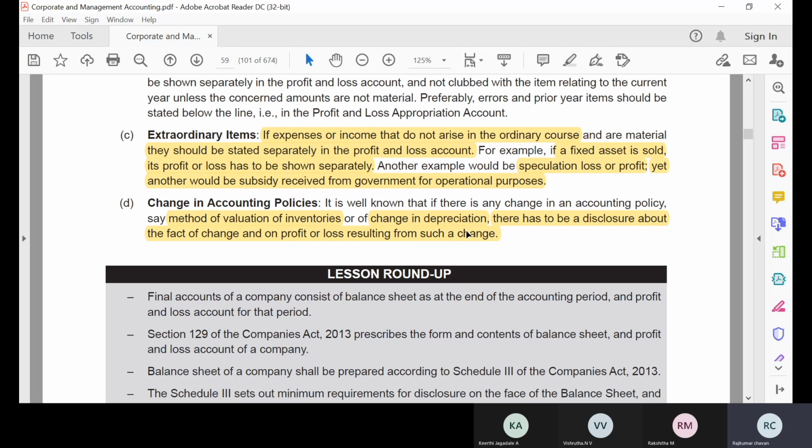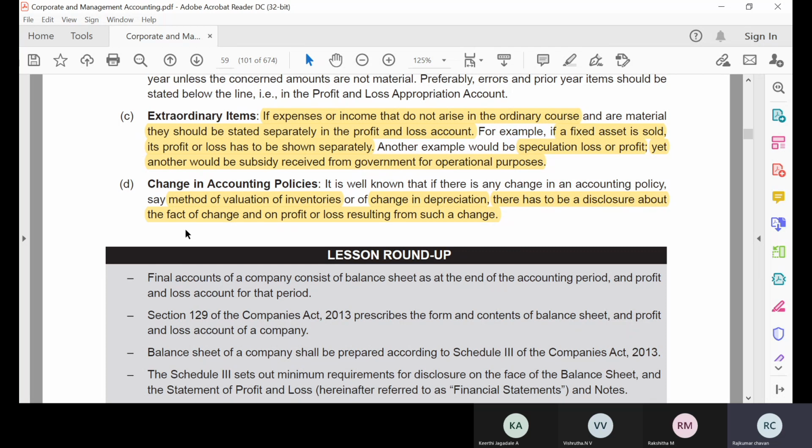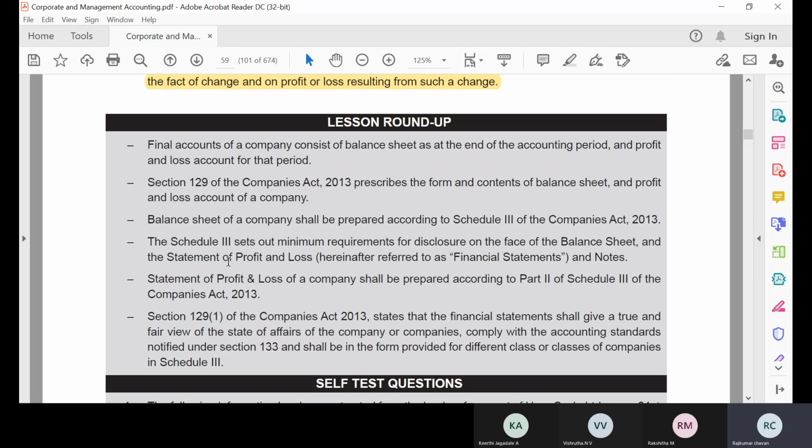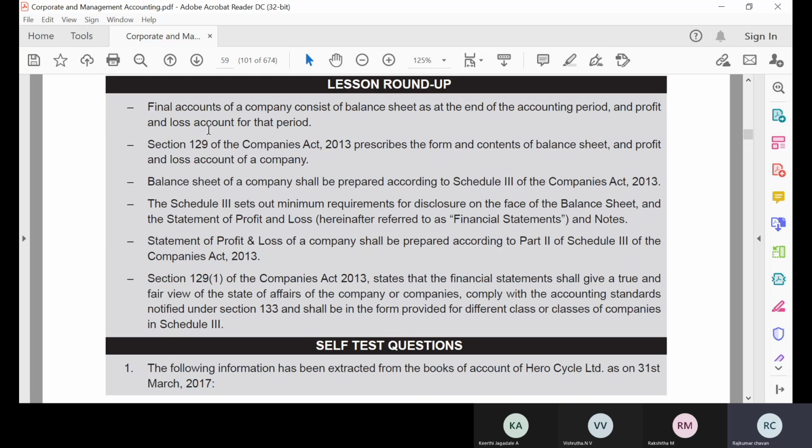According to WDV method the profit can be different, and according to SLM method the profit can be different. That also you need to be very clear, right? So those things should be reflected in your balance sheet, and in your P&L account also, in the financial statement. So this was all about your second chapter we have completed over here.